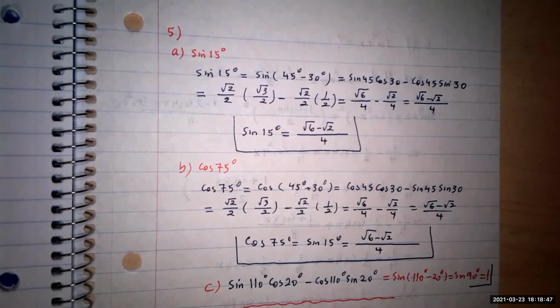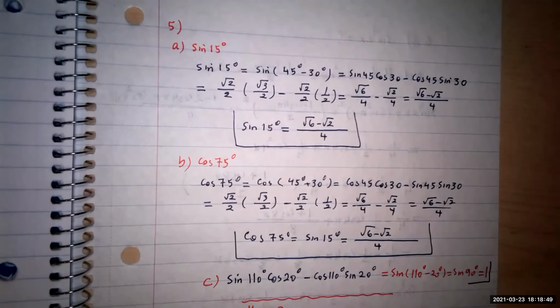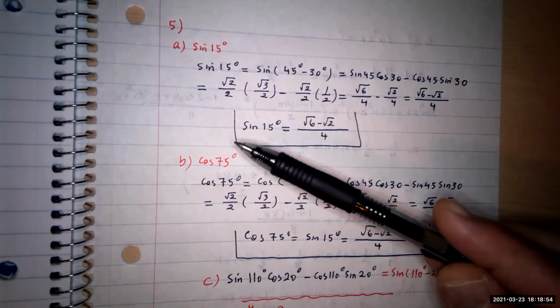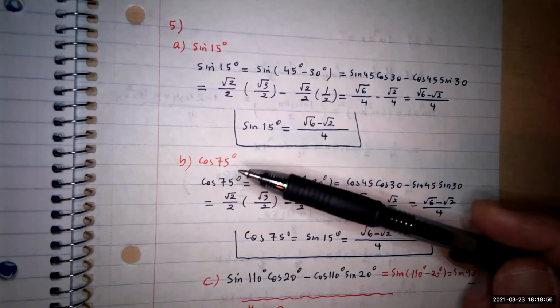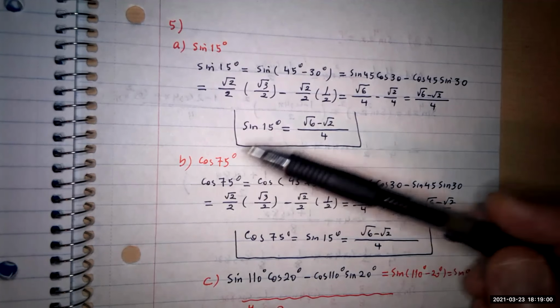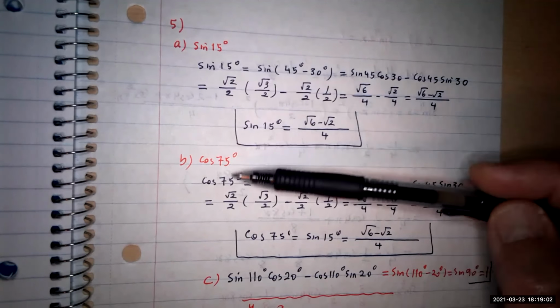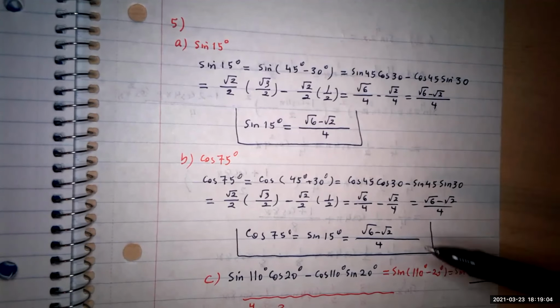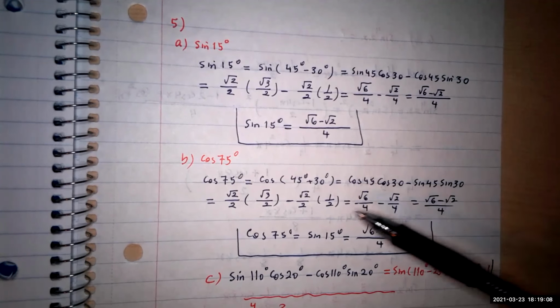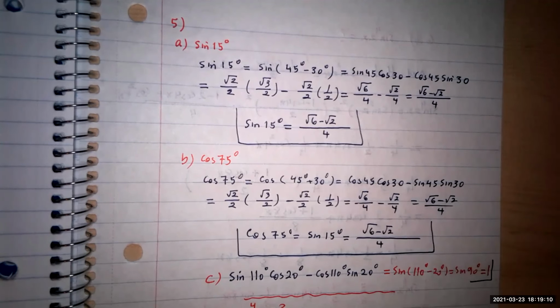Okay, cosine of 75, the same. You have two choices. You know that 75 and 15 are complementary angles, so cosine of 75 is equal to sine of 15, because the sum is 90 degrees. So that gives you the same result. But I just did it another way: we can break it into 45 and 30 and distribute it to get this result.